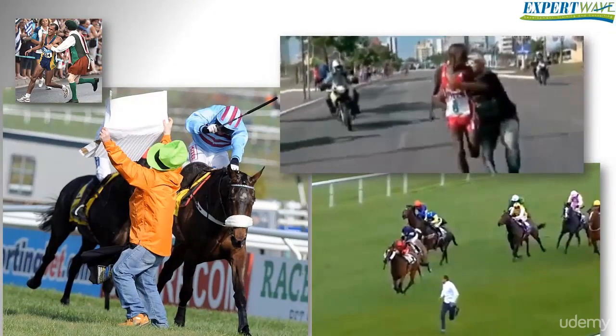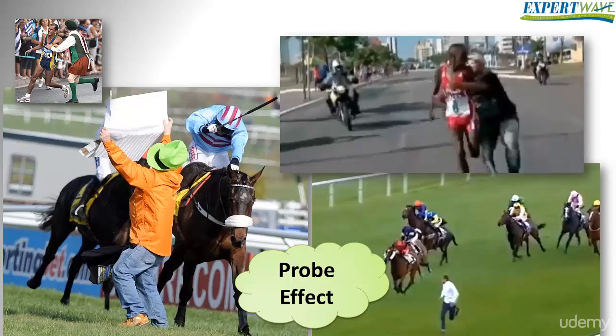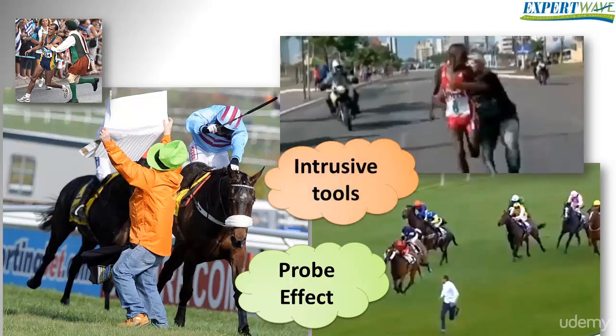But the act of taking that measurement, for example storing the time at those two points, could actually make the whole transaction take slightly longer than it would if the tool wasn't measuring the response time. Of course, the extra time is very small, but it's still there and exists. This effect is called the probe effect, and tools that suffer from this effect are called intrusive tools.